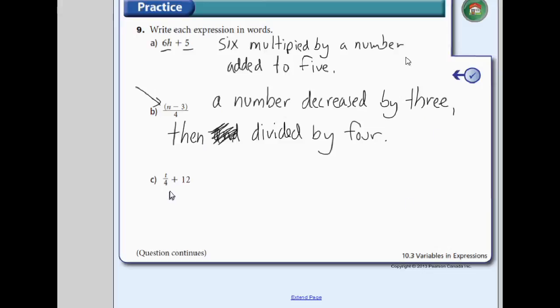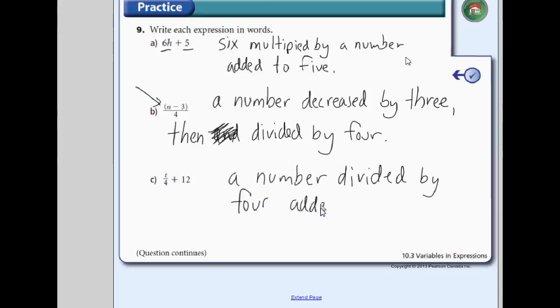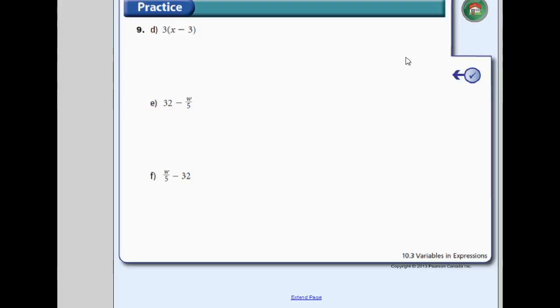What about the next one? So a number, which is t, a number divided by 4, added to 12. We don't need then this time because we have to do the division first. Addition always comes after. Let's move on to D.